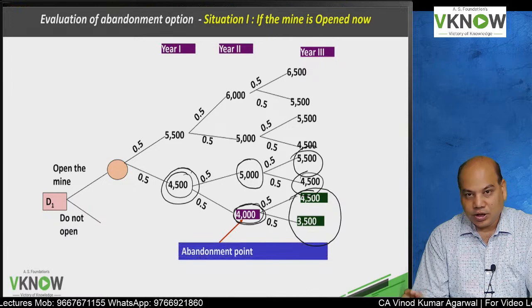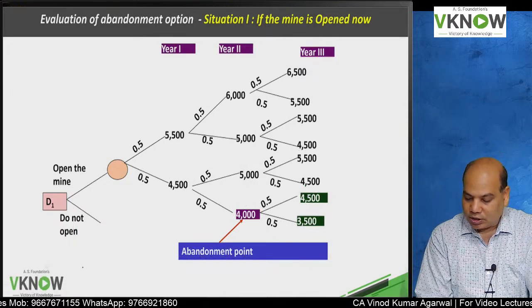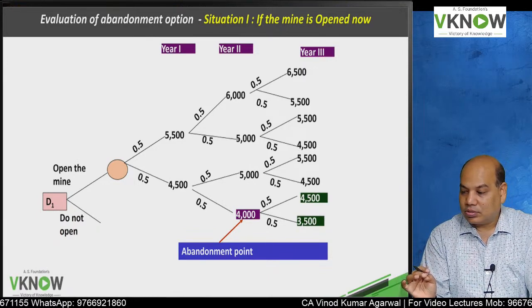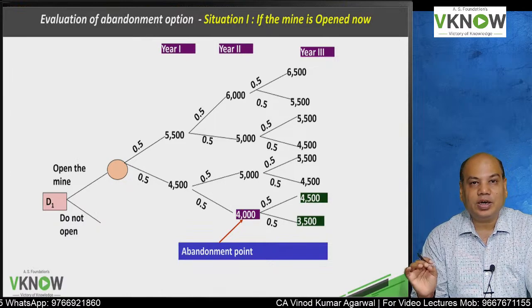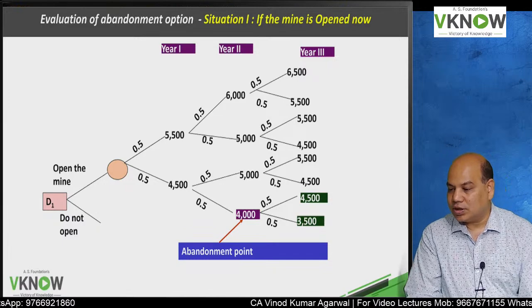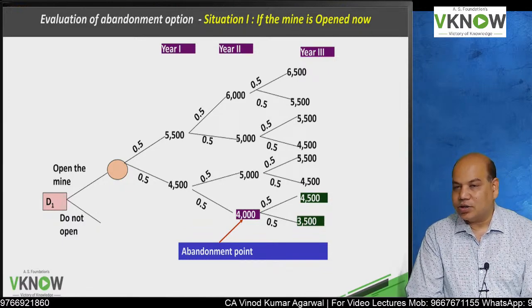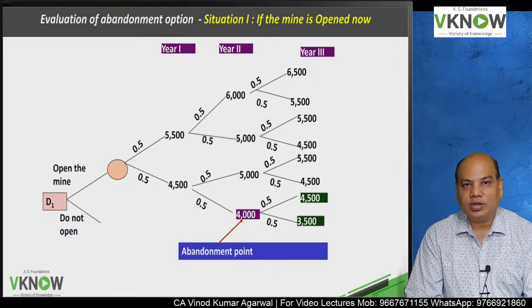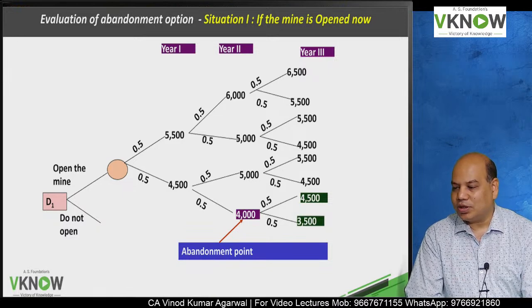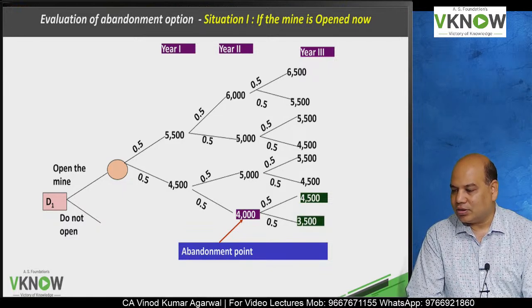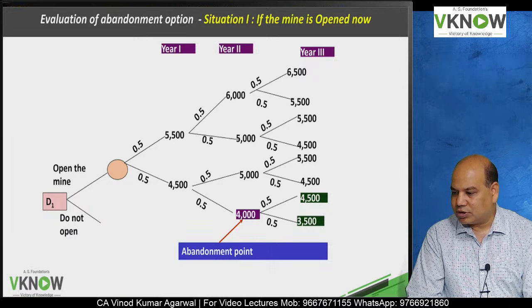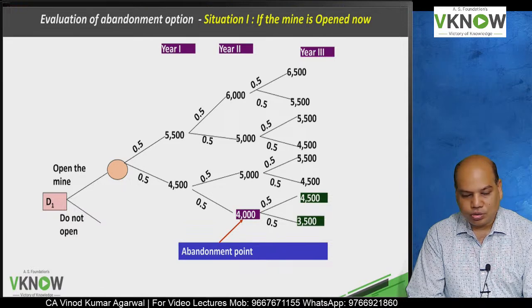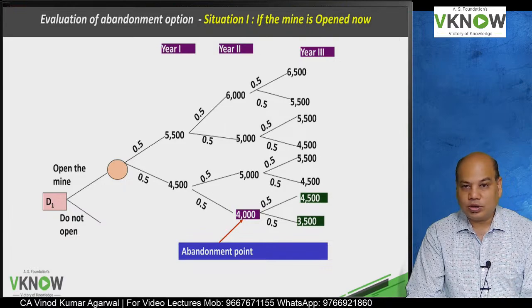So write down 4,000 in diagram 1 only. Use a different color pen if you have, and write down that 4,000 is the abandonment point. At this point we should abandon so that we can avoid the losses of the subsequent year. Is it right? First tell me, is it understandable? Abandonment point, yes or no? Are you able to understand?